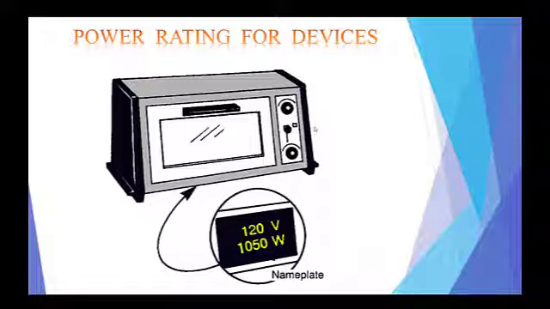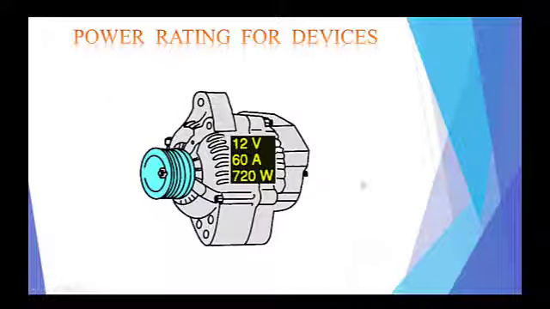There are inefficiencies in any system. So in this particular case, what you're wanting to get out of this in terms of power is not the same as going in because of those losses. The power rating of a generator, we see it's 12 volts. It's a 60 amp generator, so 12 times 60 is 720 watts.